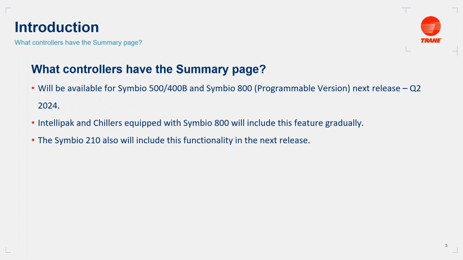What controllers have the summary page? The Symbio 500, 400B, and the Symbio 800 programmable controllers will have this feature by the next release in the second quarter of 2024. IntelliPak and Chillers equipped with Symbio 800 will incorporate this functionality in upcoming software releases. The Symbio 210 also will include this functionality in the next release.